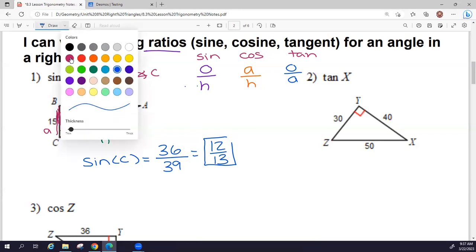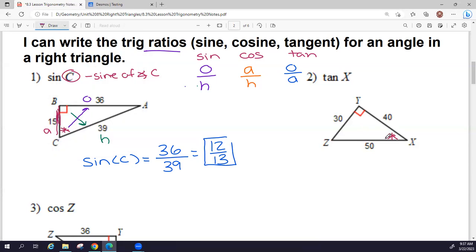In the next one, we're referring to angle X. So I can put a star in there, or something that will let you know, hey, we're referring to angle X. My hypotenuse is across from 90. The side next to angle X that's not the hypotenuse is always my adjacent side. And then my other side is my opposite side.